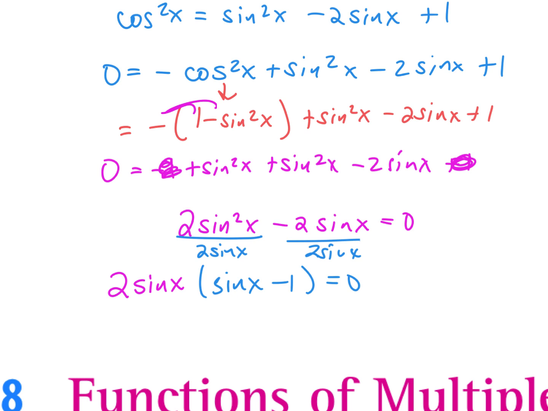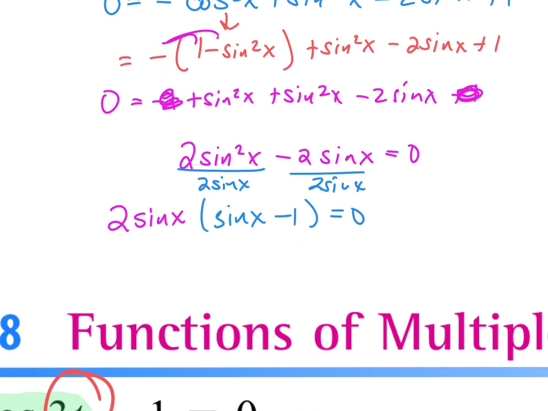What do I do with my 2 little pieces that I have left over here? Set them both equal to 0. Perfect. So when I divide both sides by 2, I just have sine x equals 0. And here, when I move this over, I have sine x equals 1.